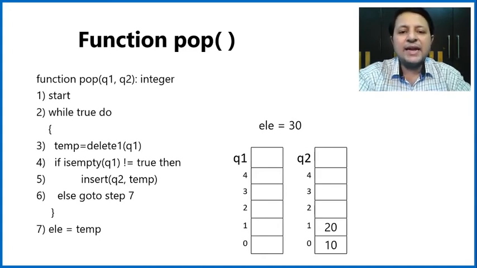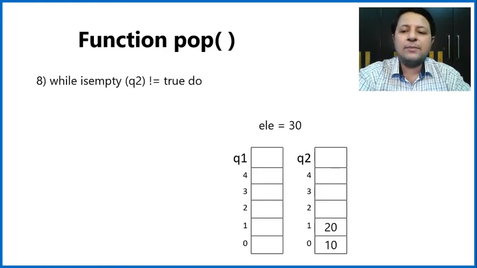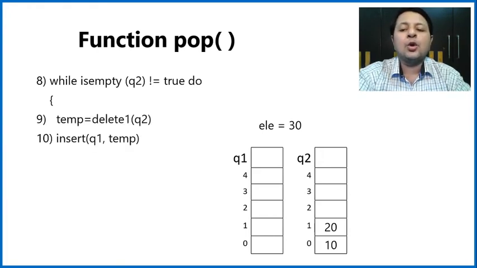As I already said, the second half is that you have to put everything from Q2 back to Q1. So while my Q2 is not empty, you will delete and you will insert. Once you're done with it, you can return ELE as a popped element. So see the second part: while isEmpty of Q2 is not true, so while Q2 is not empty, you will delete from Q2, and obviously you're going to put it in Q1. Fine, and that will be continued. Finally, when you come out, you can return ELE as the popped element.